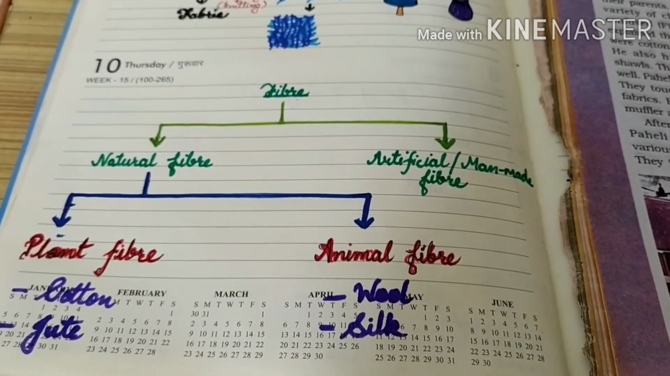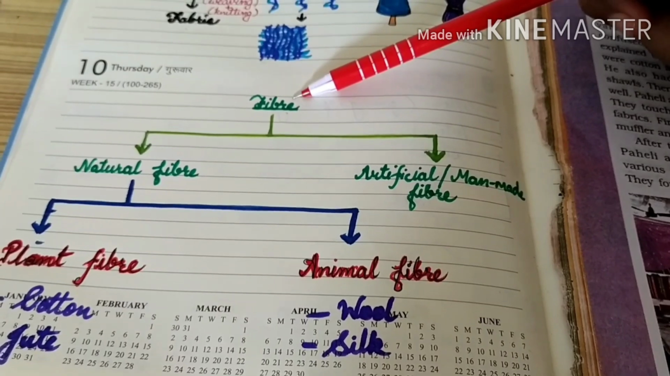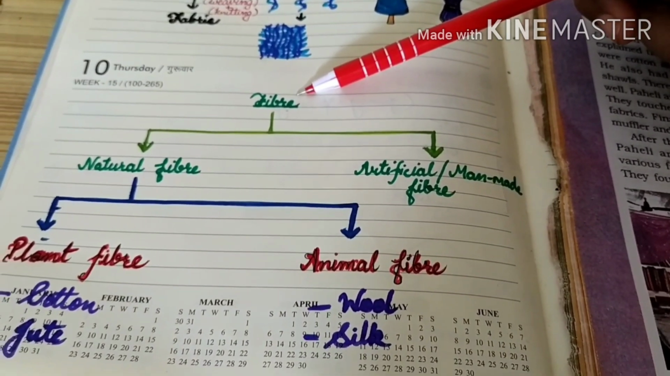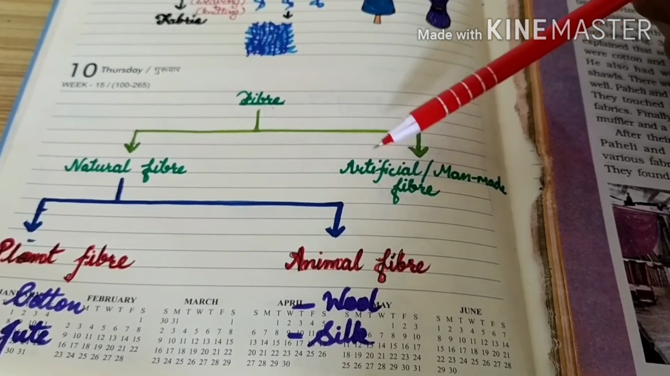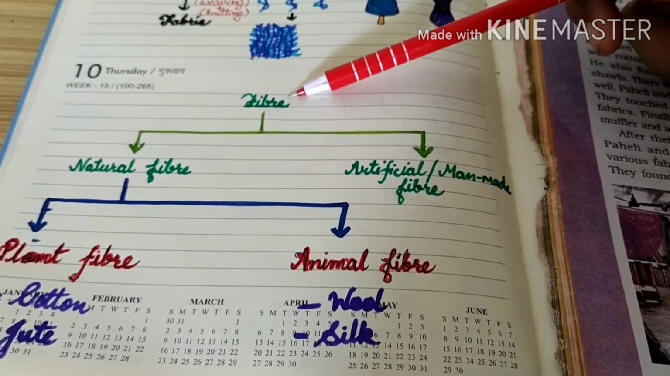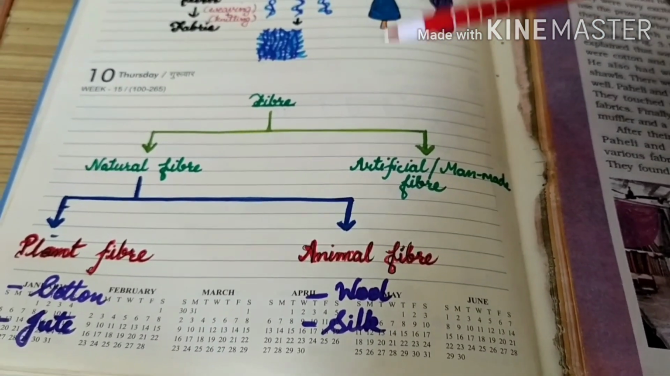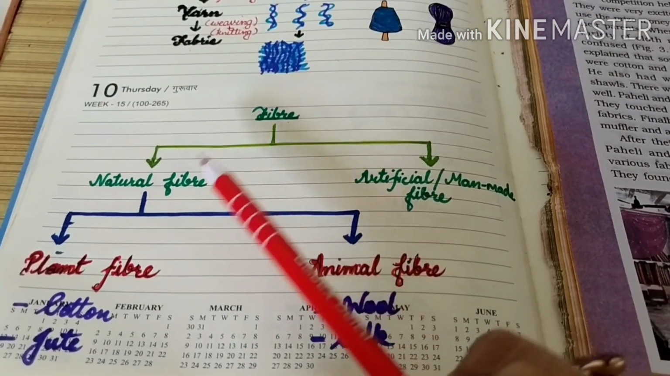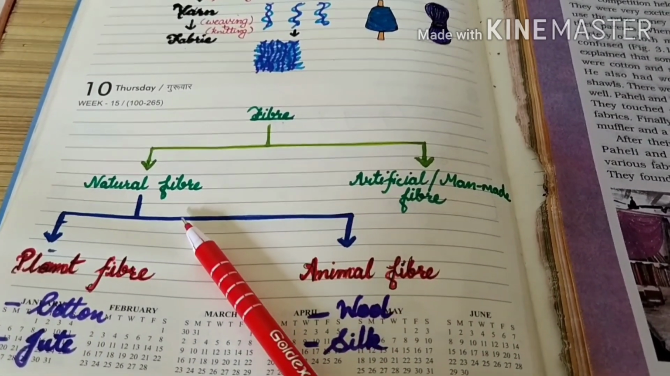Children, now you better understand fiber, the thin, thread-like structure which we get from a natural or artificial source. It is called fiber, which turns into yarn to form fabric. Here, fibers are of two types, artificial fiber and natural fiber.